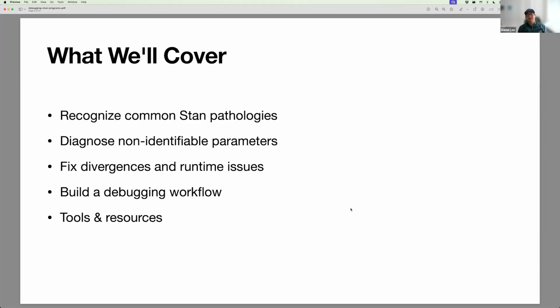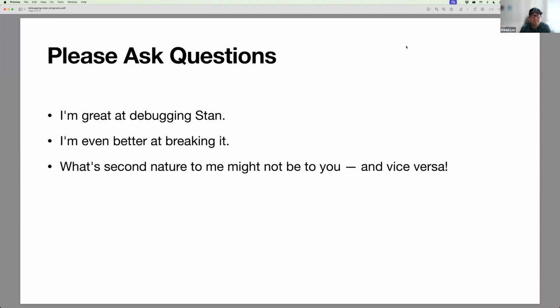We're going to recognize some of the common Stan pathologies. We're going to try to diagnose non-identifiable parameters and figure out what to do with them, with different strategies for it. We'll fix divergences and runtime issues, and through this whole process we'll go through how to debug programs, and you'll see the different sorts of resources we have for debugging and making things faster. For today, please ask questions.